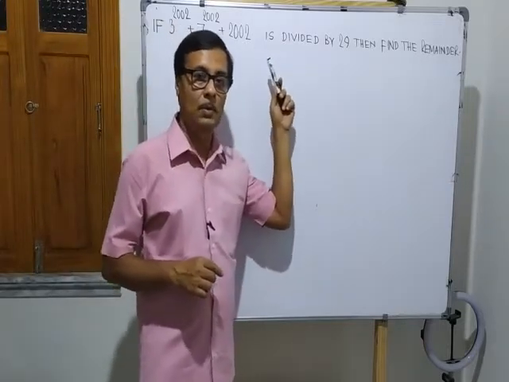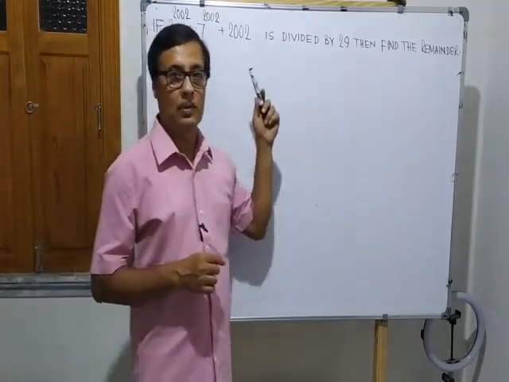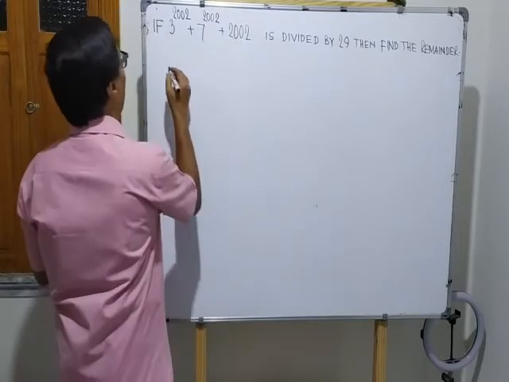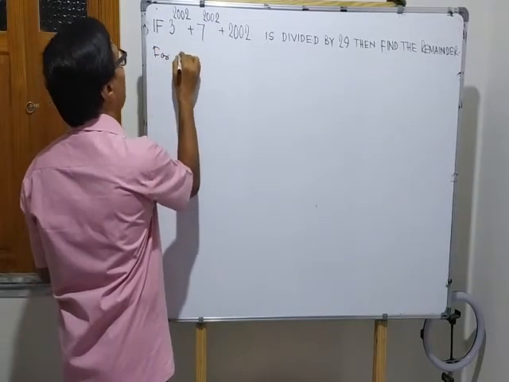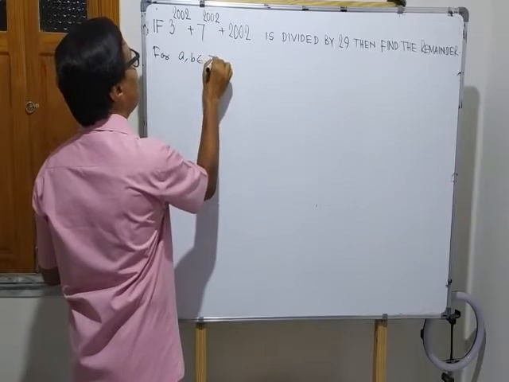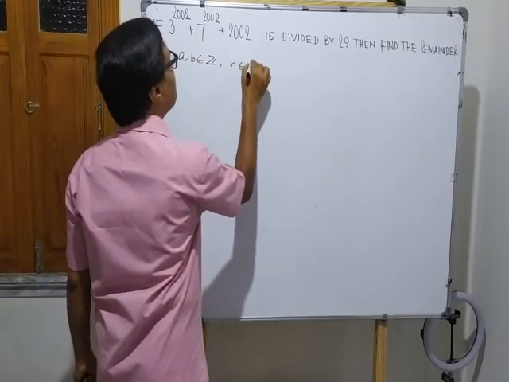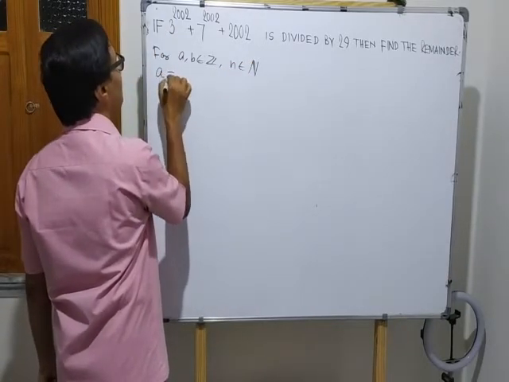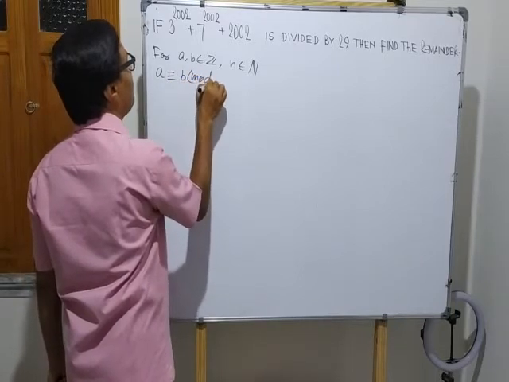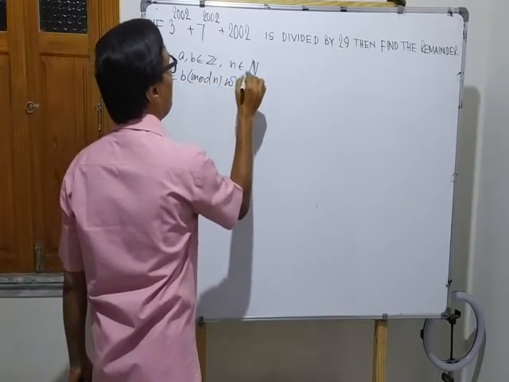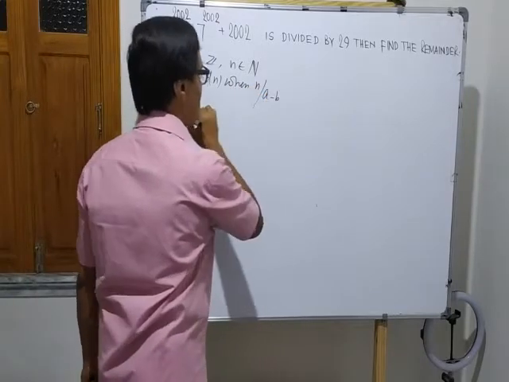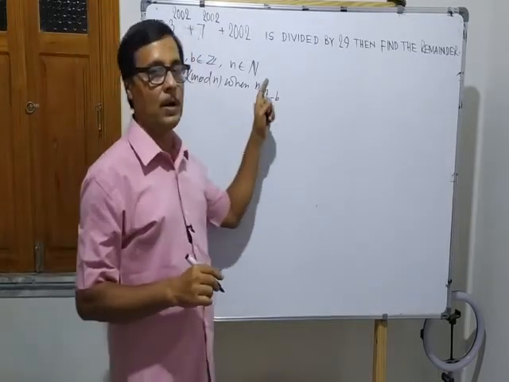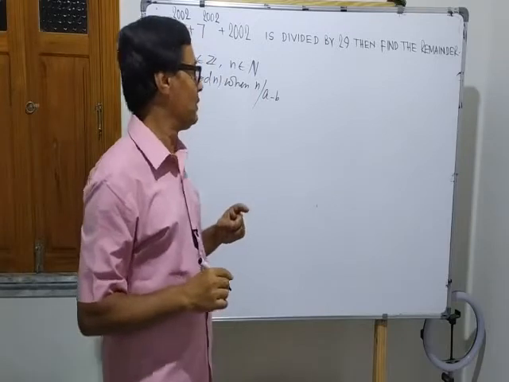Before the solution of this problem, we have to know some definitions and theorems on number theory. At first, we discuss congruent modulo. What is congruent modulo? For a, b belonging to the set of integers and n belonging to the set of natural numbers, a is congruent to b modulo n when n divides a minus b. This is the definition of congruent modulo. That is, a minus b is divisible by n.